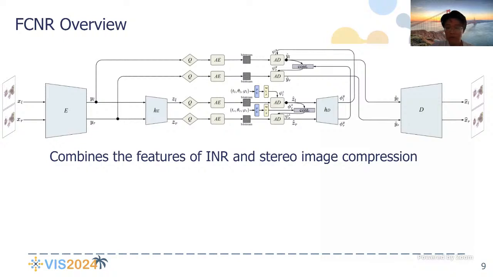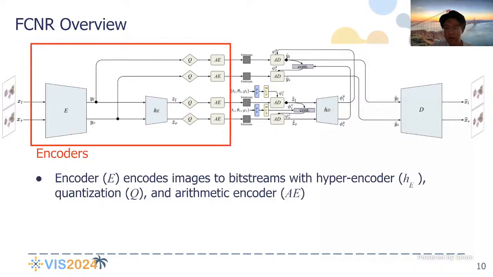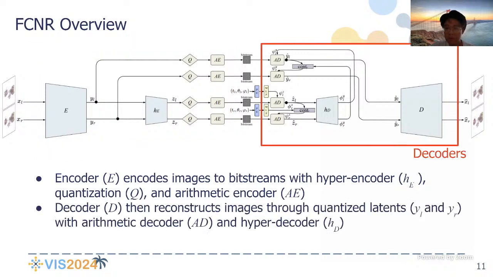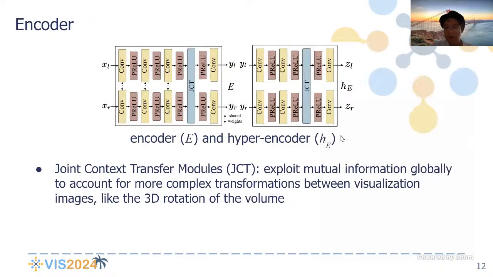FCNR consists of an encoder and a decoder. The encoder takes a pair of SciVis images with close views as the input and encodes them into compressed bit streams. After that, the decoder decodes the bit streams and reconstructs the original images. First comes the encoder. We improve the existing ECSIC method by introducing joint context modules, which can exploit mutual information between image pairs in a global manner, therefore allowing for more complex transformations.